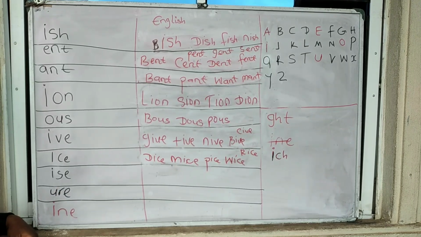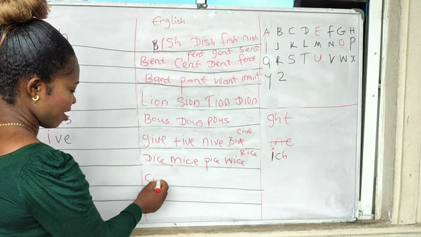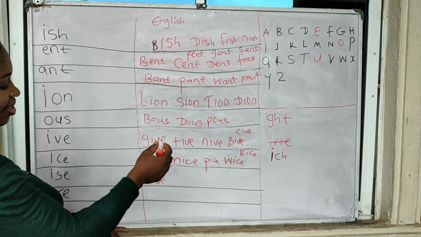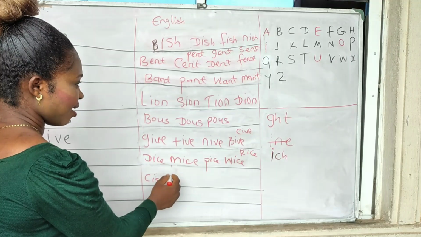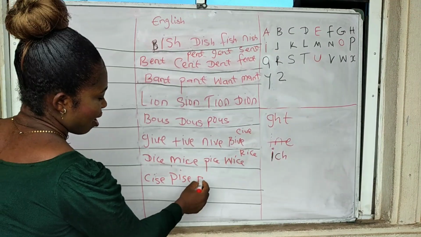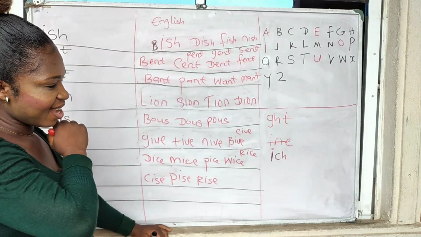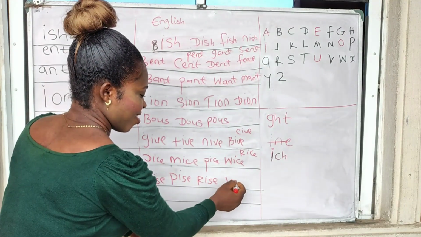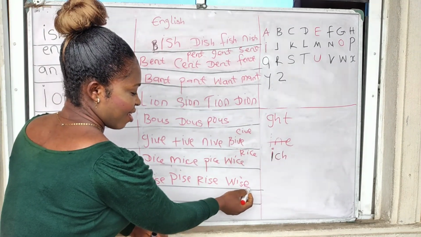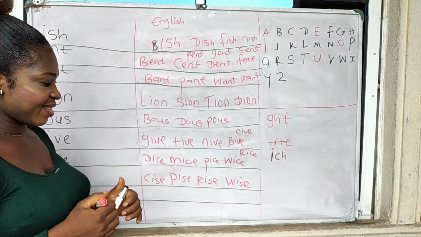So let's see. When I decide to add maybe letter C, I have size. I can decide to add letter P, I have prize. R, I have rise. Let's see, letter W, you have wise. Okay, which other one should we go for? And the rest, so try fixing the rest.